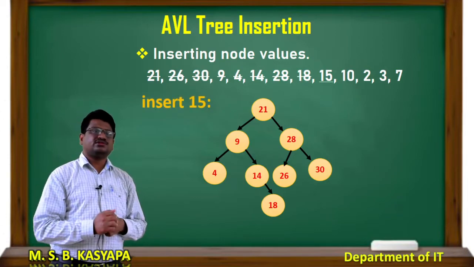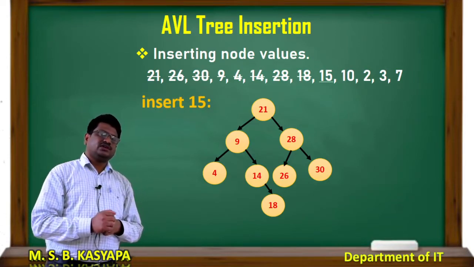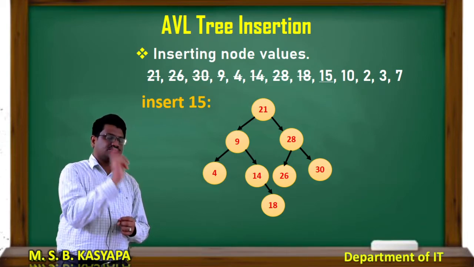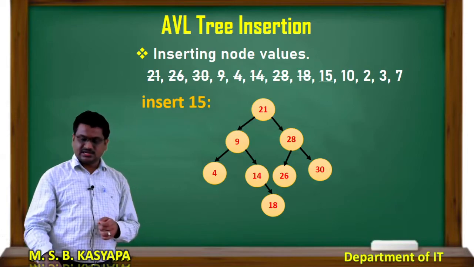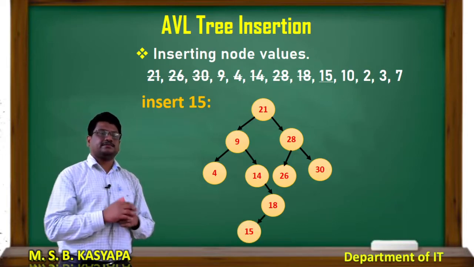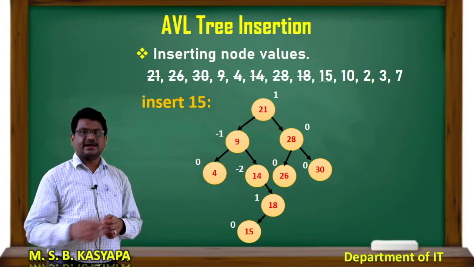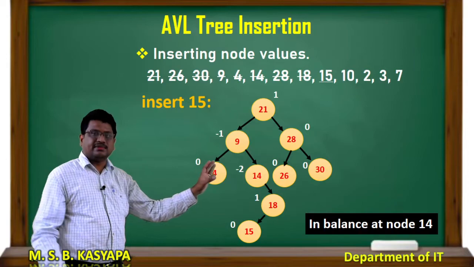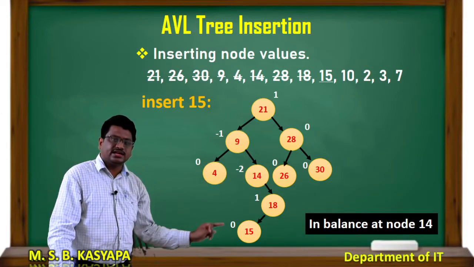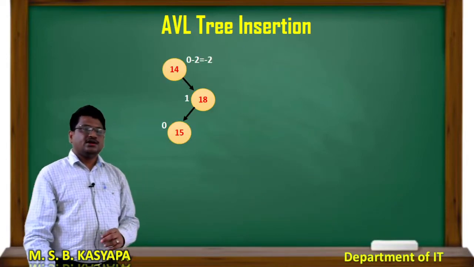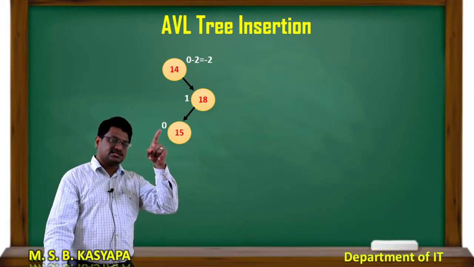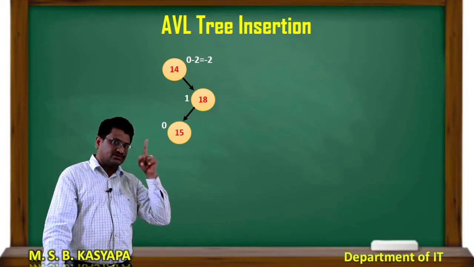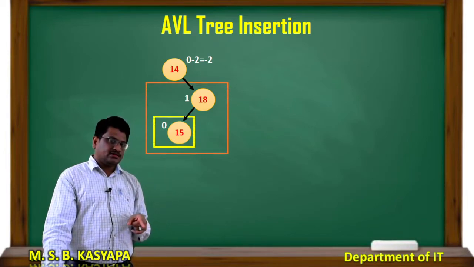Now next I am moving to 15. So if I insert 15, 21 left side, 9 right side, 14 greater than, so right side, 18 greater than 15, so left side. Now if I calculate the balance factors, see, here at 14 I have an imbalance. So 14, 18, 15 in the tree I have to take. If you see here, 14 means minus. So I have to check the right child having a plus value. So that means RL.